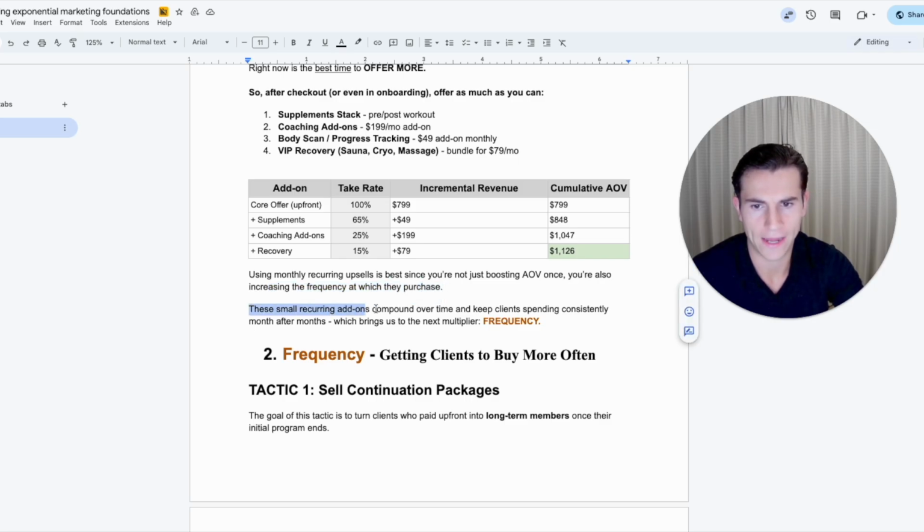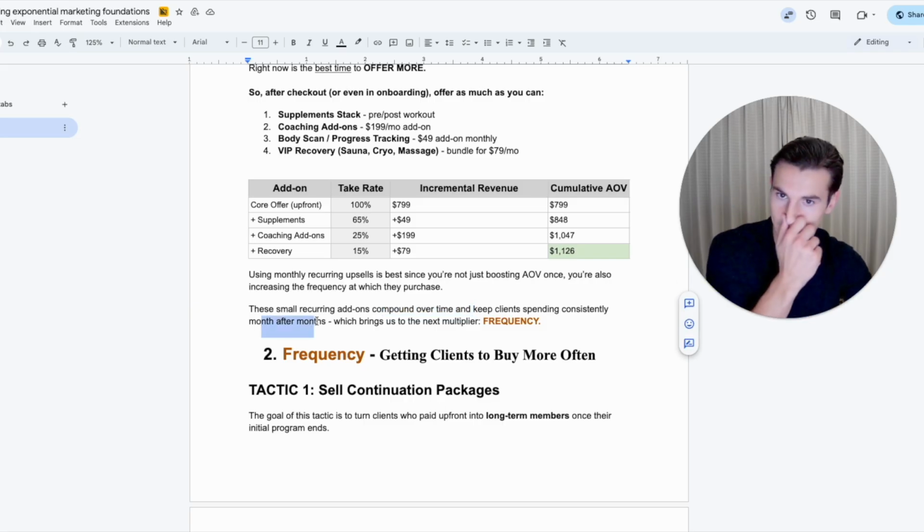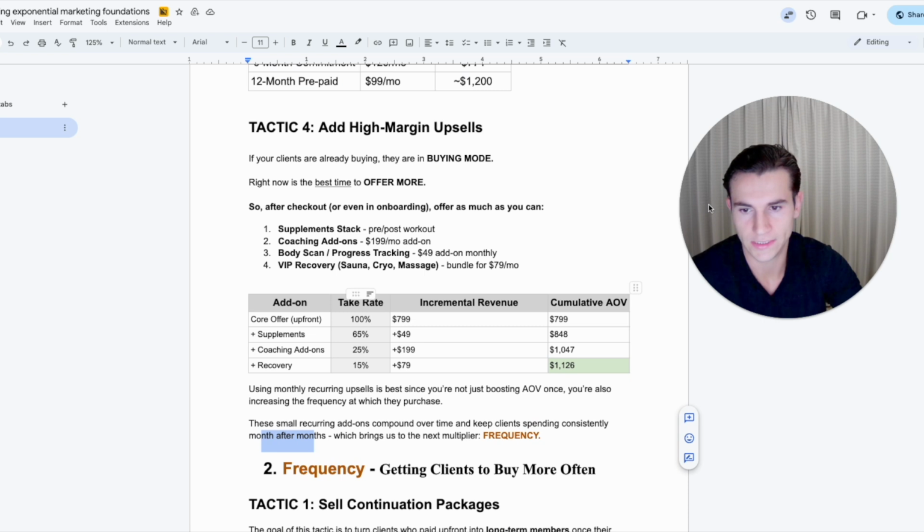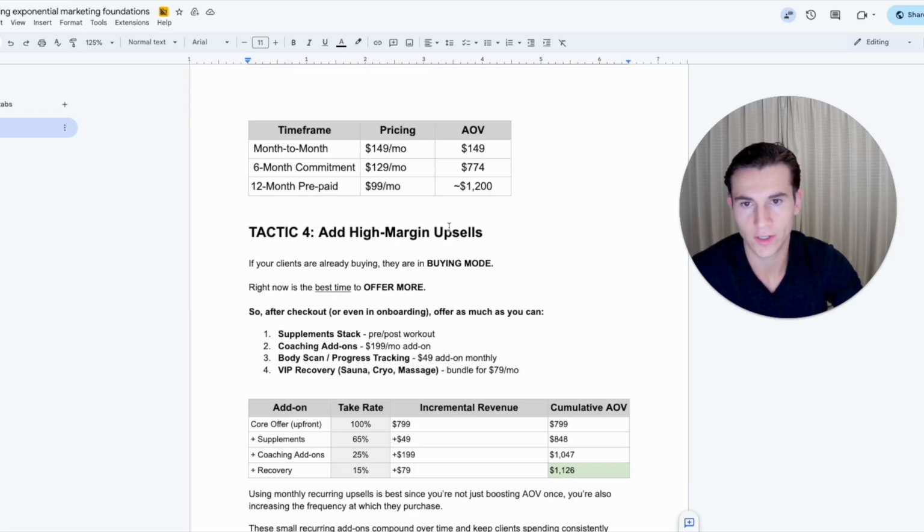These small recurring add-ons compound over time, keeping clients spending consistently month after month. Okay. So please make sure you understand how to have these upsells. And what you can do with upsells is you can combine a lot of these as well.